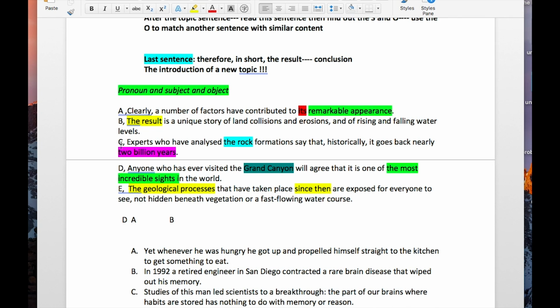And then we continue. So we have C and we have E left. We need to decide which one comes after. E, we see "since then." There must be a time mentioned before. Among A, B, C, D, E, only C has a time mentioned before. That means C must be before E. And then your order is done. So you got the correct answer now. Okay, so this is your number 1 method.